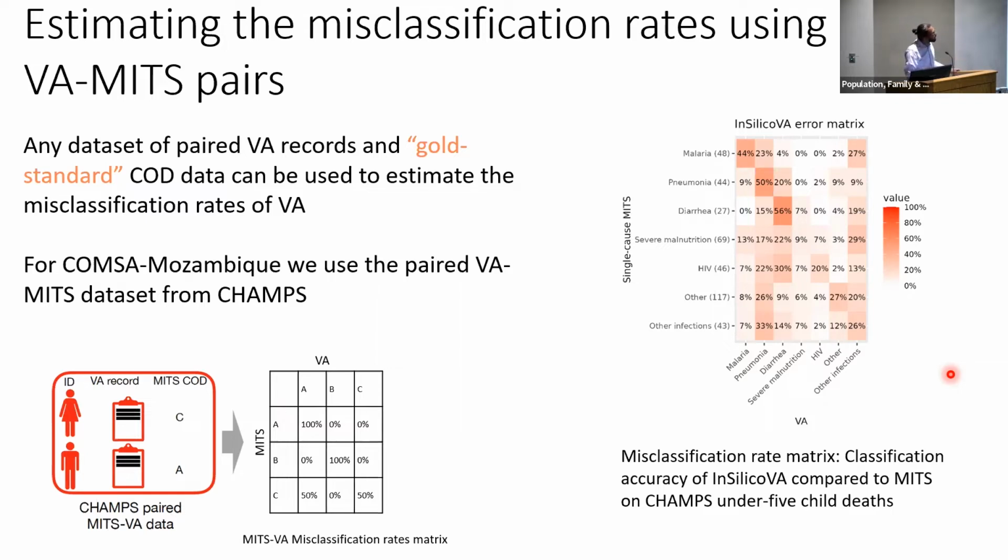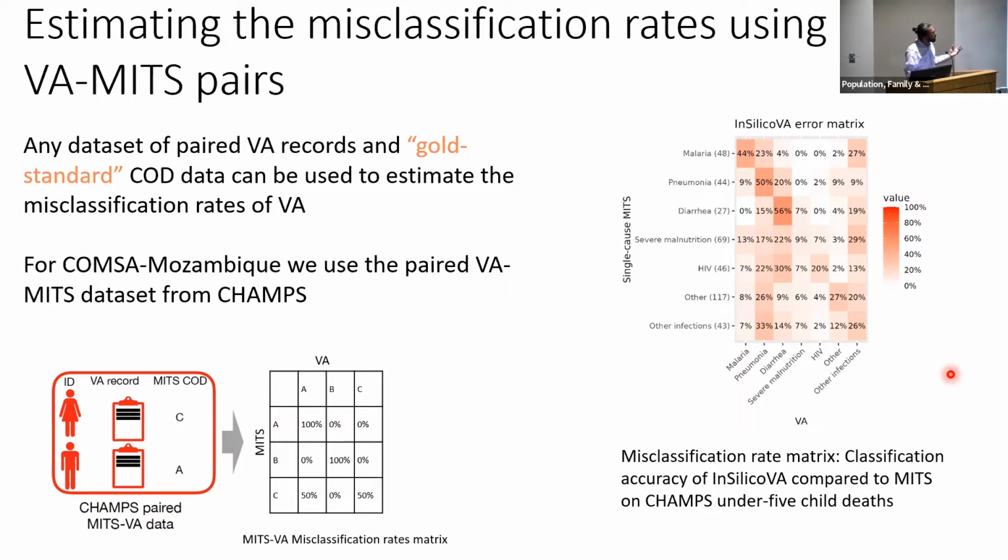What we did in Mozambique, as we said, was use the data from the CHAMPS project, which has not only the VA but also the MITS diagnosis, so we can create these misclassification matrices. The rows give the MITS cause and the columns give the VA predicted cause. You can see for malaria, 44% of the 48 cases were correctly identified as malaria by VA, but a bunch were identified as pneumonia, a bunch as other infections, and so on. This is a much smaller data set than the raw VA data set, but using it, we can estimate a misclassification rate for each cause pair of the VA.